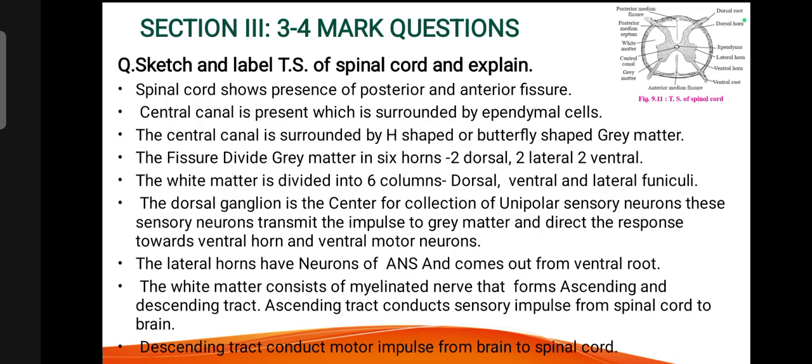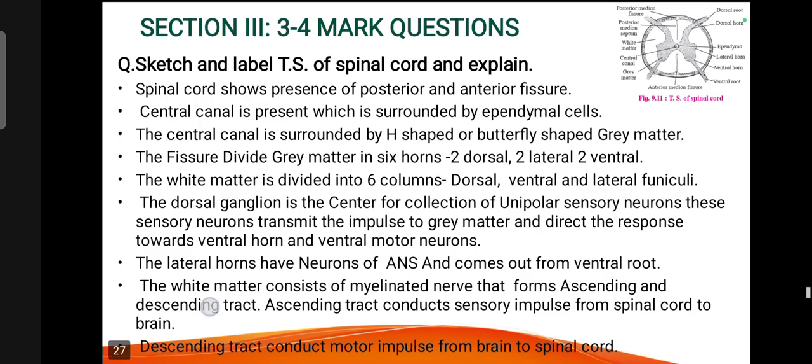The dorsal ganglion is the center for collection of unipolar sensory neurons, which transmit the impulse to the gray matter and direct the response towards ventral horn and ventral motor neuron. The lateral horns have neurons of ANS. The white matter consists of myelinated nerves that form ascending and descending tracts. Ascending tract conducts sensory impulse from spinal cord to brain, and descending tract conducts motor impulse from brain to the spinal cord.